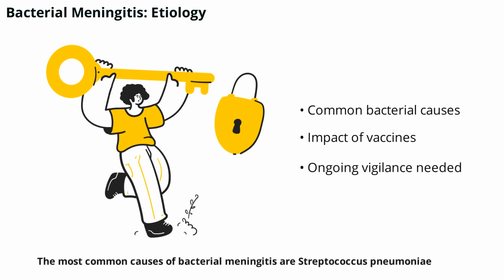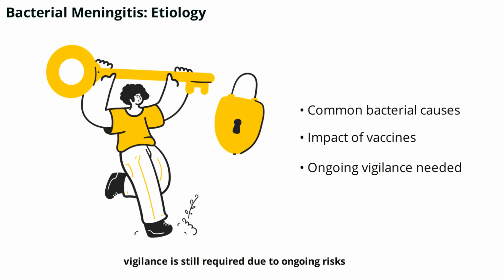The most common causes of bacterial meningitis are Streptococcus pneumoniae, Group B Streptococcus, Neisseria meningitidis, Listeria monocytogenes, and Haemophilus influenzae. Vaccines targeting these bacteria have significantly reduced the incidence of related infections, especially in children. However, vigilance is still required due to ongoing risks.